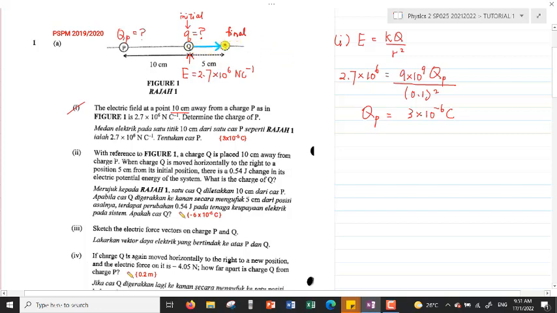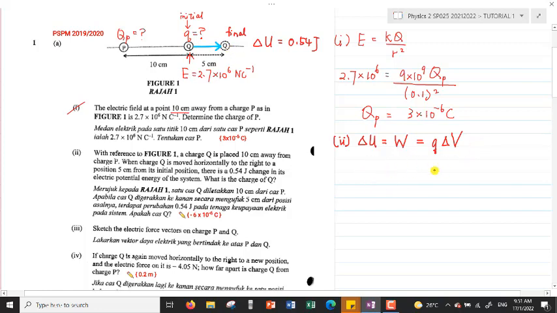And then in order to move the charge, we find that there is a change in electric potential energy of 0.54 joule. Okay, so we want to find the charge of q. So class, if we refer to the concept we learned in topic 1, the change in electric potential energy we can relate with the work done in order to move the charge. So the work done to move the charge is equal to the magnitude of the moving charge multiplied by the change of electric potential between the 2 points.